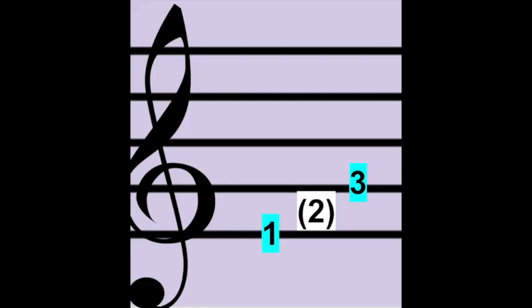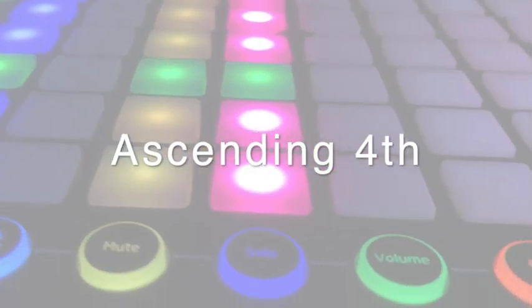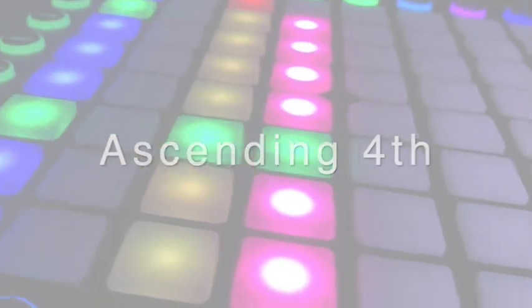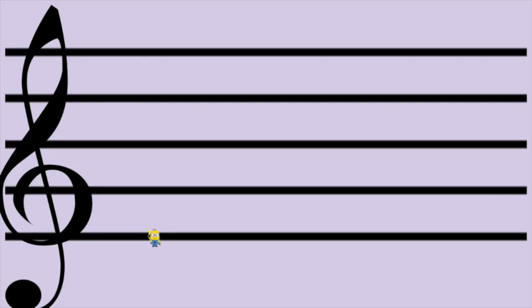Line 1 to line 2 skips space 1. So if we give each of these a number 1, 2, 3, skipping the 2, this is an interval of a third. Line 1 is an E, ascending a third to line 2 is a G. Line 1 to space 2 is a fourth, skipping 2 and 3. 1 to 4, ascending fourth. Line 1 is still E, and space 2 is A.